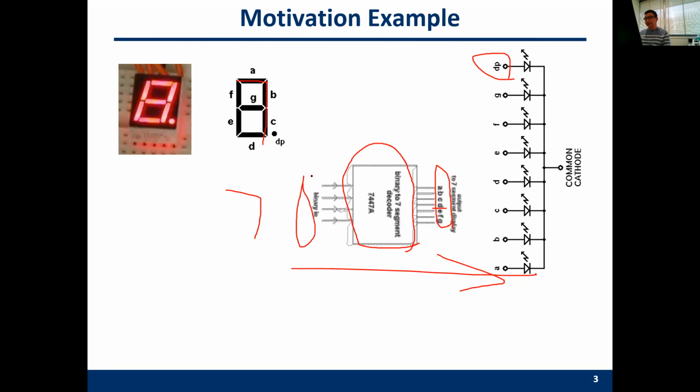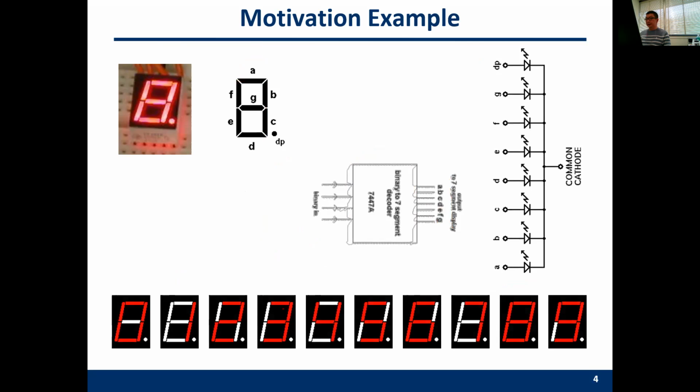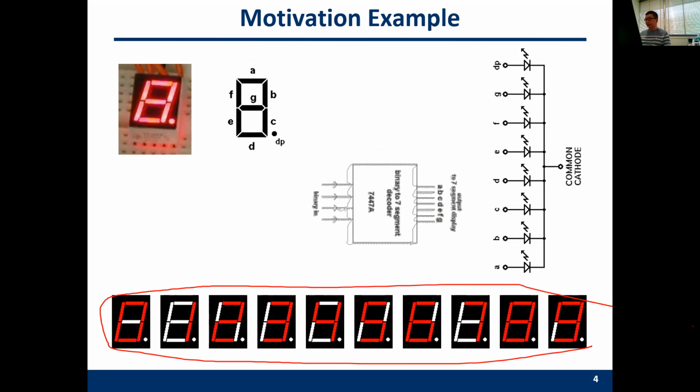We need 7 or 8 enable control signals, and we have 4 bits here. These 4 bits are the binary representation of your input, because we only have one LED light, which can represent from 0 to 9. So 4 bits are totally enough because we have 10 numbers. If you want to display this 7, you can send 0, 1, 1, 1, which is the binary representation of the number. So we can have something like this from 0 to 9. So these are 10 numbers.